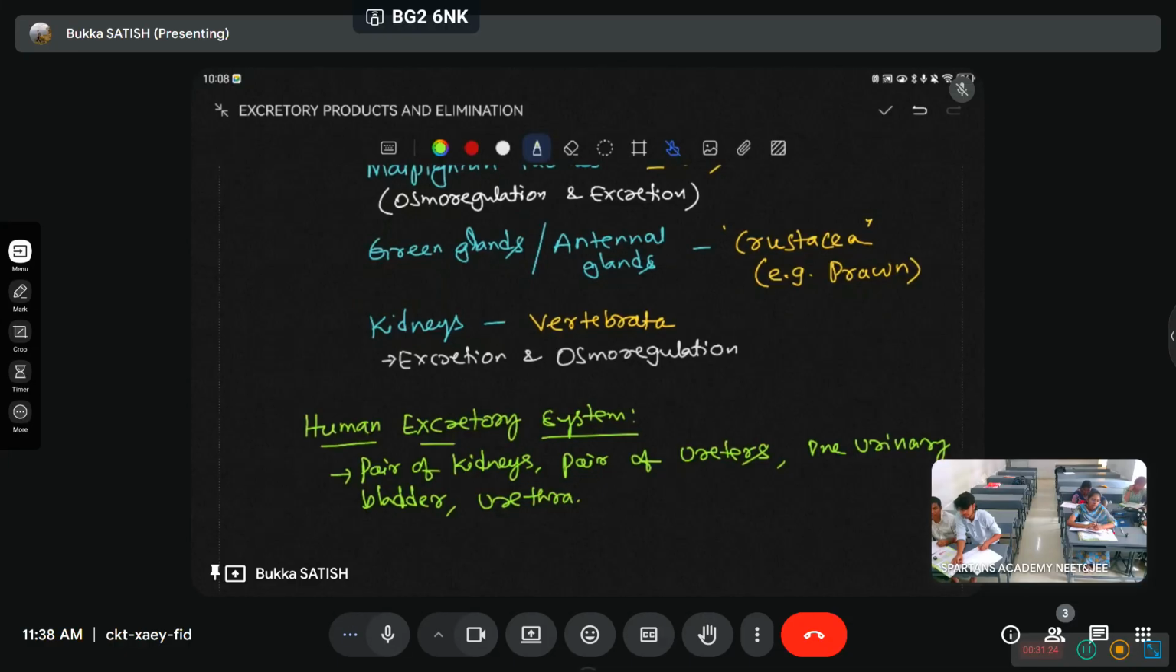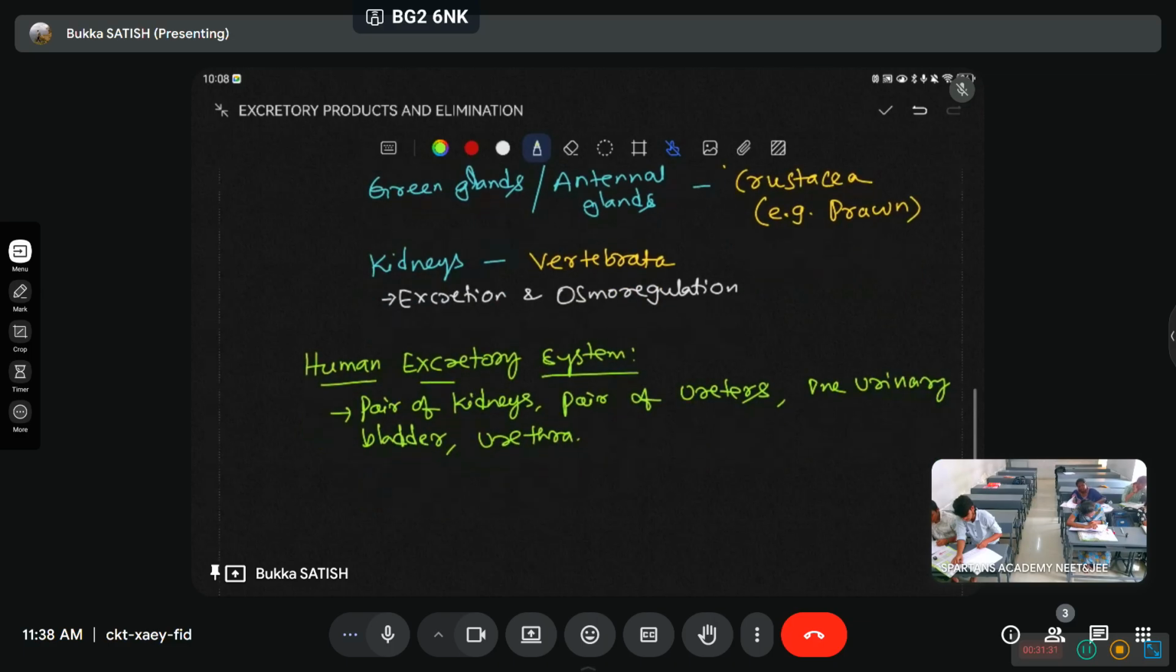You just leave some space where you draw that figure. The human urinary system figure is there, no? That you just draw. Labeling based questions will come on this. So practice that figure given in the book. That figure, first figure.